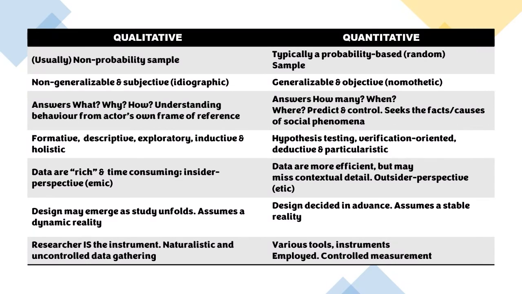In qualitative research, the researcher is the instrument because you need to observe a lot, you need to listen, you need to write notes. And the data gathering is naturalistic and uncontrolled. Whereas in quantification, we use various tools and instruments, and we try and control the environment in which we measure it. We try and take the background noise out.